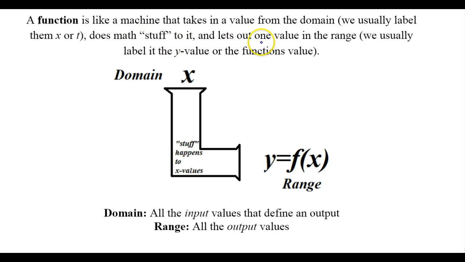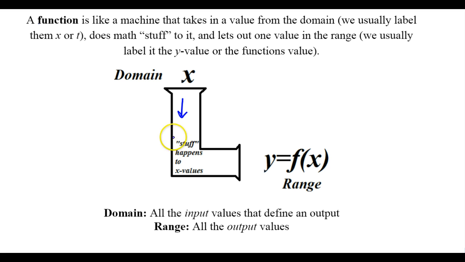And then it lets out one value in the range, and we usually call that value the y value or the function's value. So here's a little image to go along with what's happening. We have these values in the domain, usually x values, that go into the function. And then stuff happens to those x values. So what happens to them?